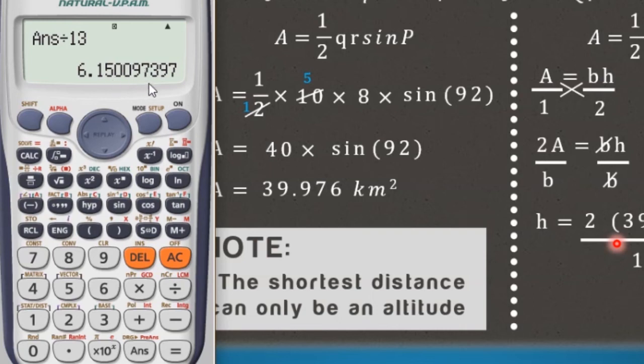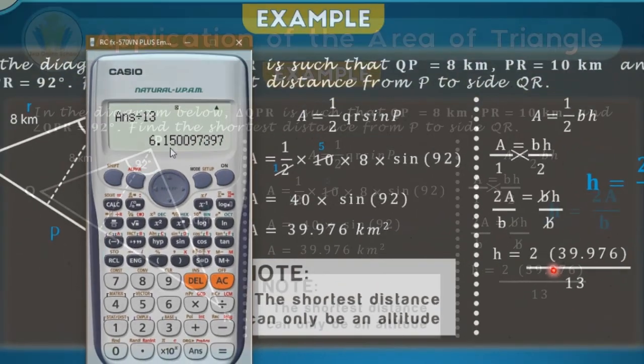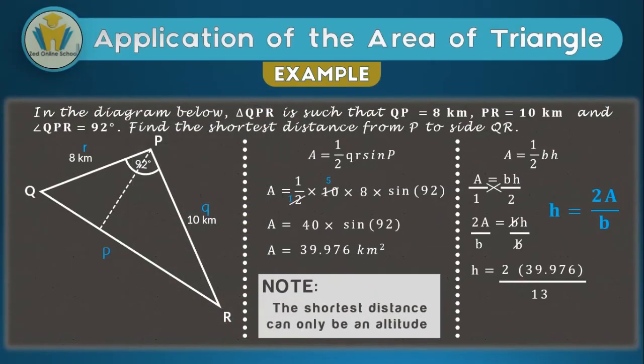When you have these two zeros in your answer, there's really no need to copy them. If you want, you can round it off to have 6.1501, but that shows you 6.15 is a pretty good answer. So you agree with me that h is equal to 6.1501, which if we round off to 3 significant figures gives us 6.15 kilometers. This 6.15 kilometers is the shortest distance from P to QR.